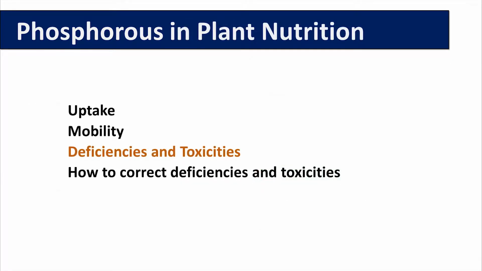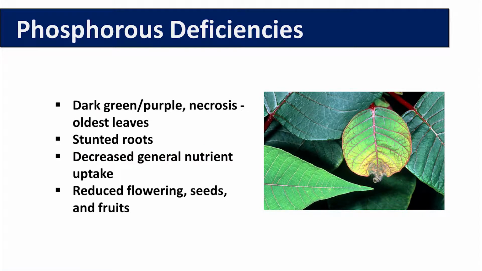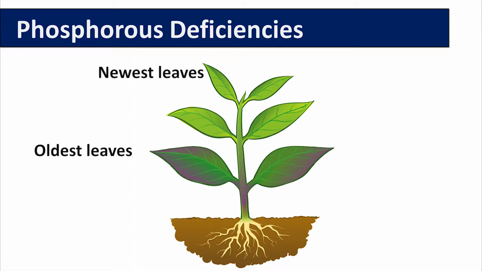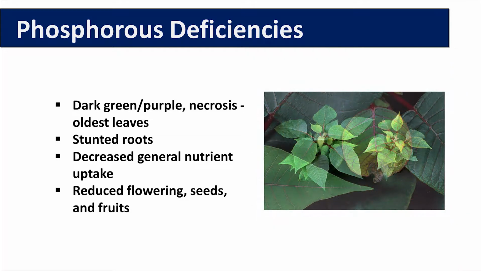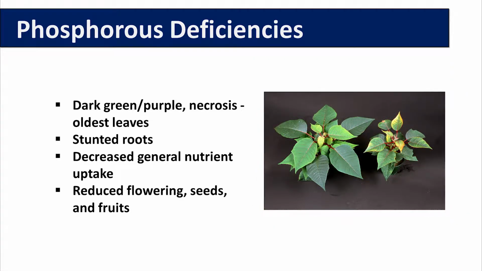Deficiencies and toxicities. What do phosphorus deficiencies and toxicities look like in the plant? If phosphorus is deficient in plants, there will be a dark green or purple color or necrosis in the oldest leaves first. Also, roots can be stunted if there is inadequate phosphorus. Because of the stunted roots, there can be a general decrease in nutrient uptake in the plant, and finally, if phosphorus deficiencies go unchecked, you can have reduced flowering, seed, and fruit production in the plant.